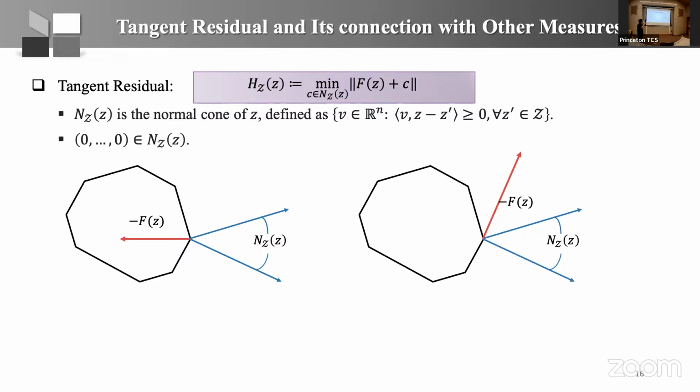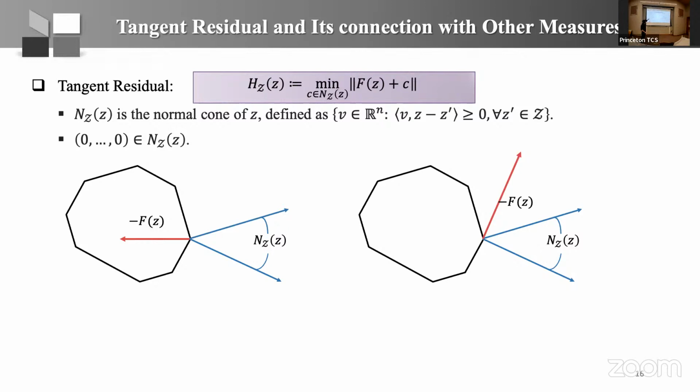And so this is a modification of the norm of the gradient. And here's how we take into account the constraints. So we say we're allowed to basically subtract any vector out of the normal cone at the particular position z. So the normal cone is just all the directions where that point is the extreme point among the set Z.